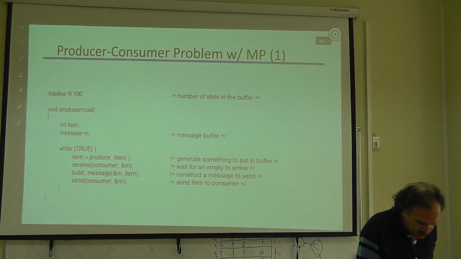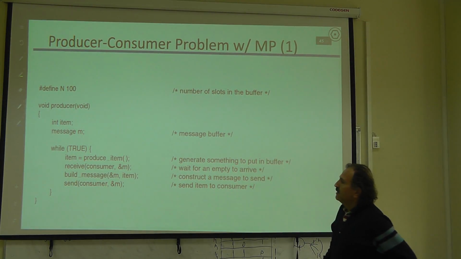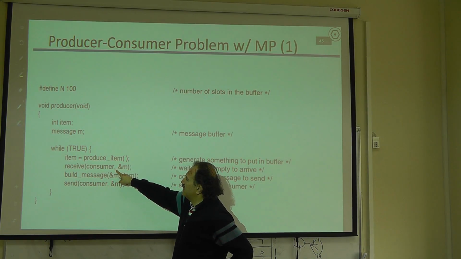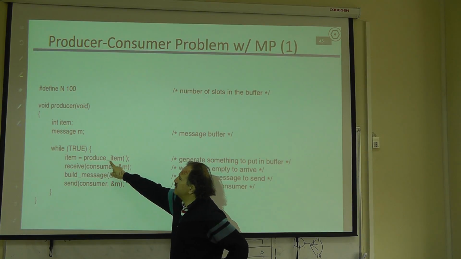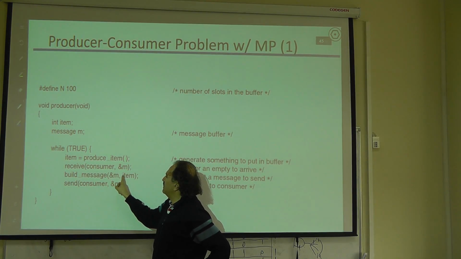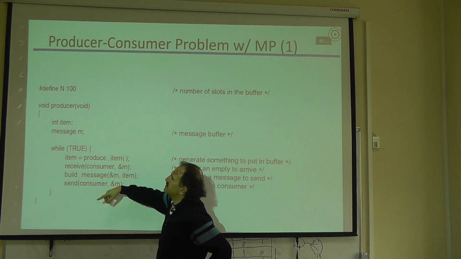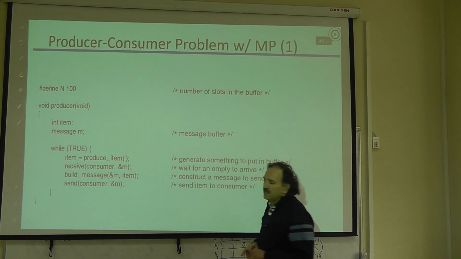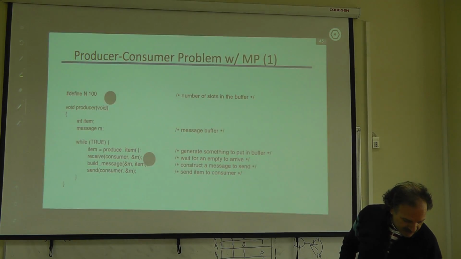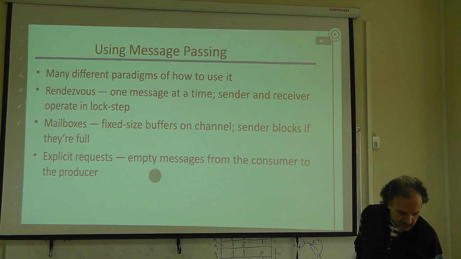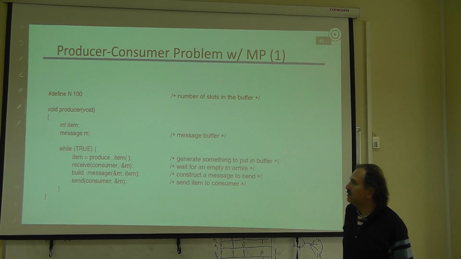Let's look at the producer side. The producer produces an item. It doesn't send it immediately. It waits for the consumer to send an empty message. It gets the empty message, fills that message with this produced item and sends it. It's kind of counterintuitive, but it works that way. This is how explicit requests for empty messages go from the consumer to the producer, and the rest continues that way.